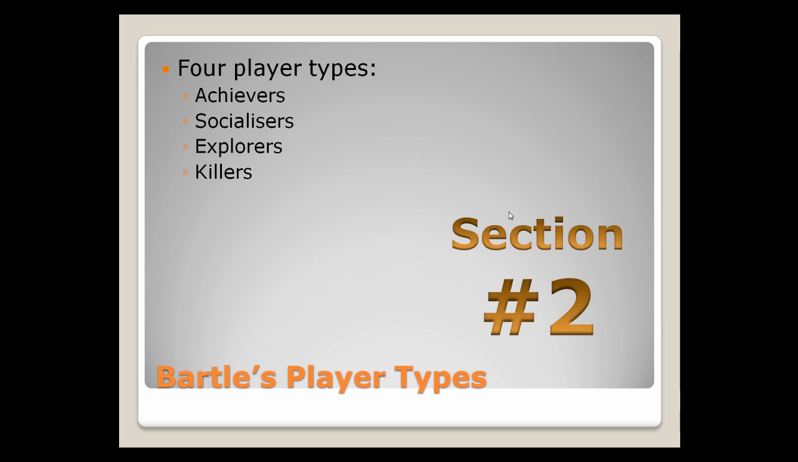However, this doesn't work well on paper, and by simplifying it using his earlier 4 player model, it's still relevant for the purposes of this investigation, so I'm going to be using that today. There's 4 player types: achievers, socializers, explorers, and killers.